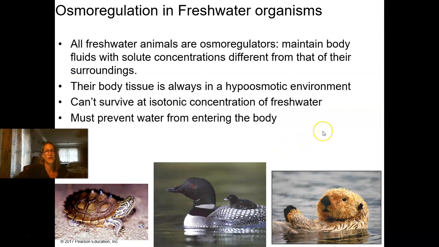All freshwater animals are osmoregulators, like I said before. Only saltwater animals can be osmoconformers. So freshwater animals have to maintain their body fluids with solute concentrations different from that of their surroundings. Their body tissue is always in a hypoosmotic environment because they're in fresh water, and they cannot survive at an isotonic or isoosmotic concentration. That would mean all their solutes would basically leave their body. And they have to avoid the problem of water flooding into their body.